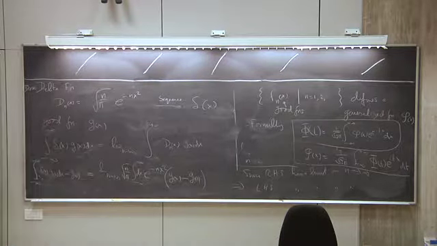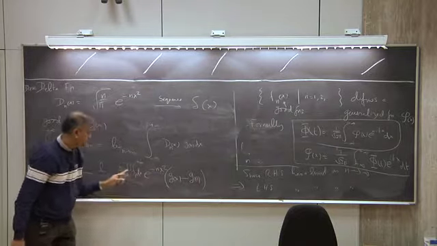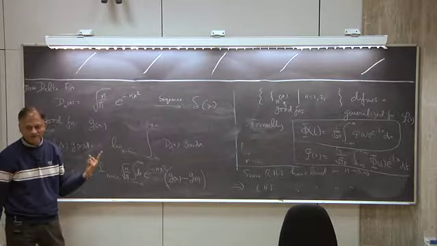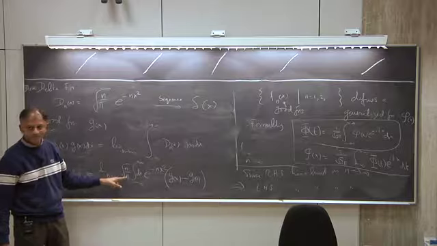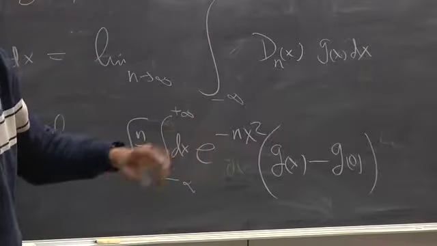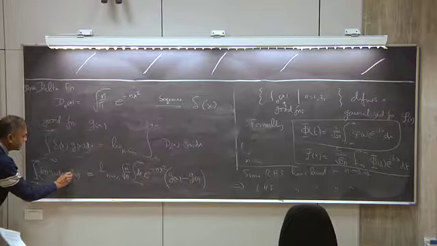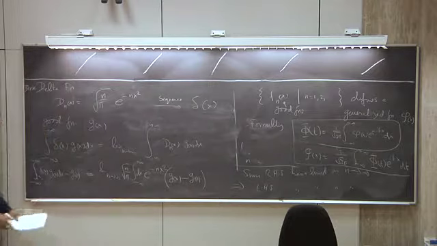Correct. Why can I do that? Because you see, g of 0 does not depend on x, so I can take it out, and this integral was exactly equal to 1 for every n, remember? That's how we normalized it, in such a way that the integral was exactly equal to 1. So I just put here 1 times g0, but that 1 I'm writing like this. It's convenient to write it like that.